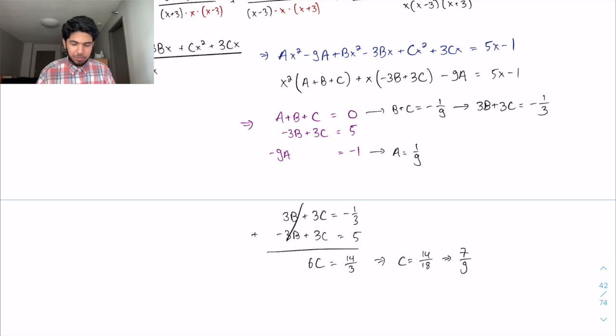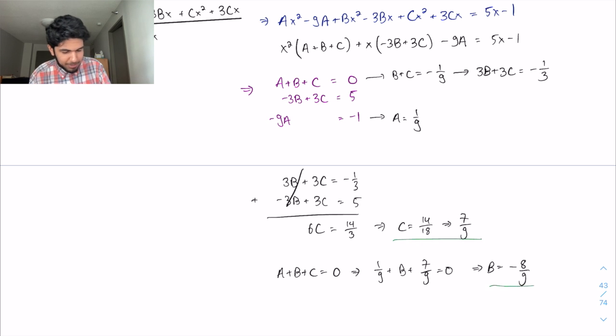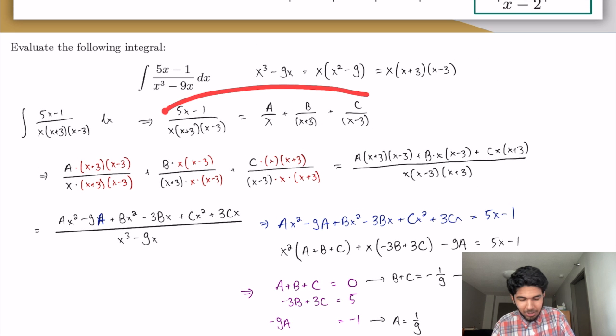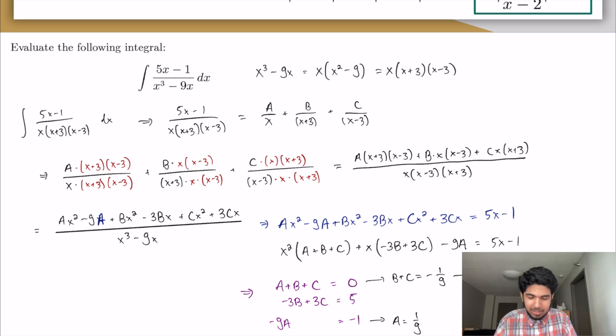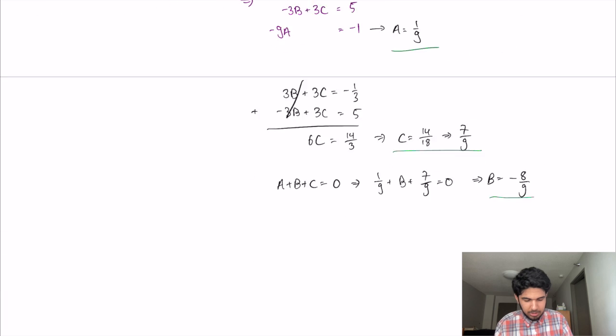And lastly, we just have to solve for b. We can use the first equation where a plus b plus c equals 0. A is equal to 1/9, and c is equal to 7/9. So that means b equals negative 8/9. So we have our a, b, and c computed, which is great, because now we can turn back to what we started out with claiming, and we have fully decomposed this fraction because now we know what a, b, and c are. So I'm going to take all of this and duplicate it and bring it down here.